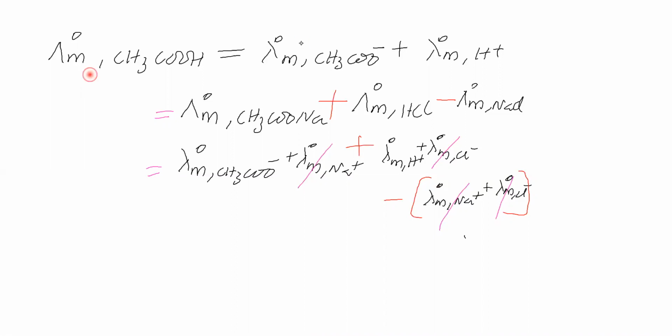So we got lambda m naught of the weak electrolyte. Lambda m naught of the weak electrolyte we got using lambda m naught of strong electrolytes. So it is the application of Kohlrausch law, we can say. Using Kohlrausch law, we can get lambda m naught of weak electrolytes.